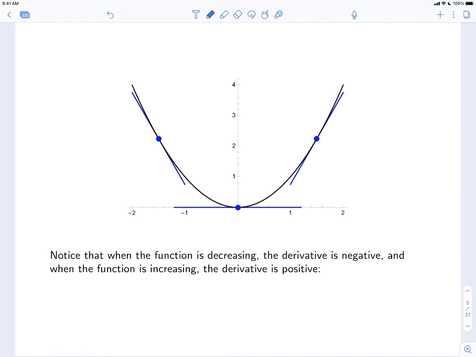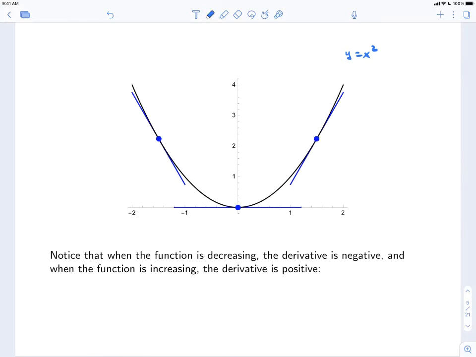This is a graph of y equals x squared. And we've specified a couple of points on it. For example, the point (0, 0) is on the graph. The tangent line at that point is horizontal. That's because the slope of the tangent line is 0 there.